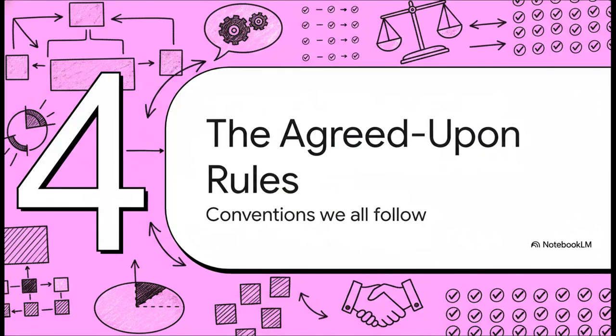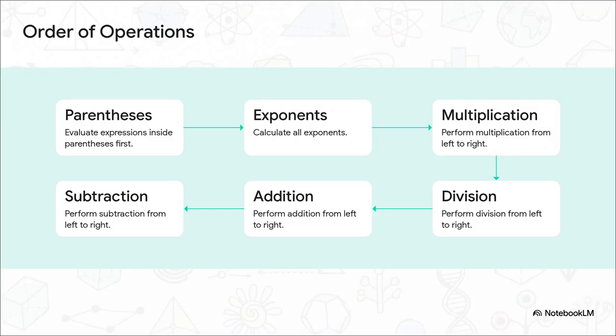For any language to actually work, everyone using it has to agree on some basic rules. You can think of them like conventions. They're the shared grammar, the etiquette that makes sure we're all speaking the same language and not just causing total chaos. A perfect example of this is the order of operations. A lot of us learned it as PEMDAS. Now, this isn't some deep law of the universe.